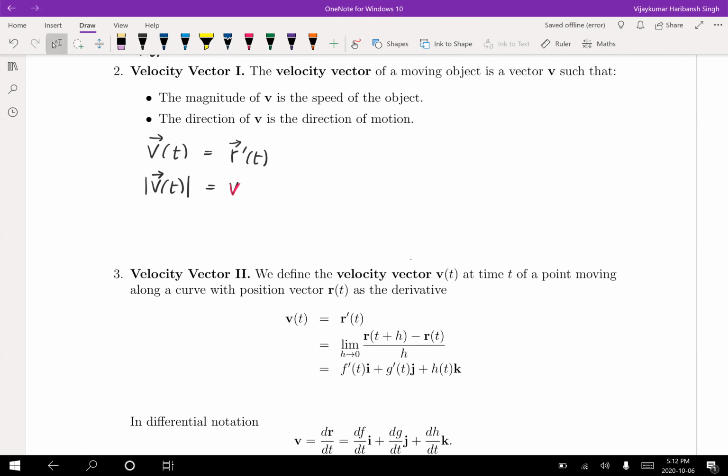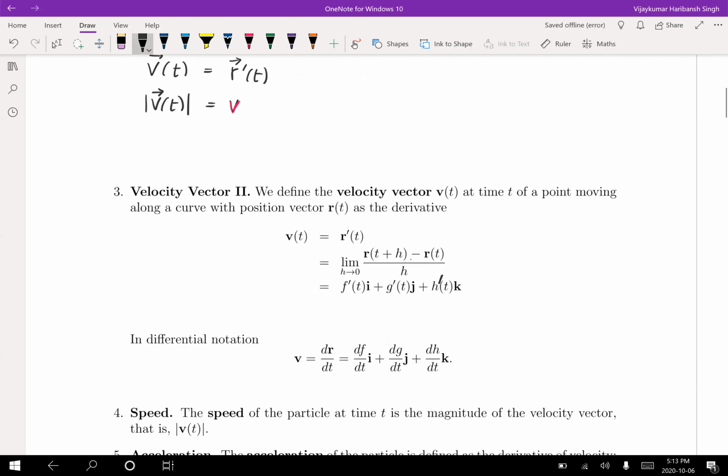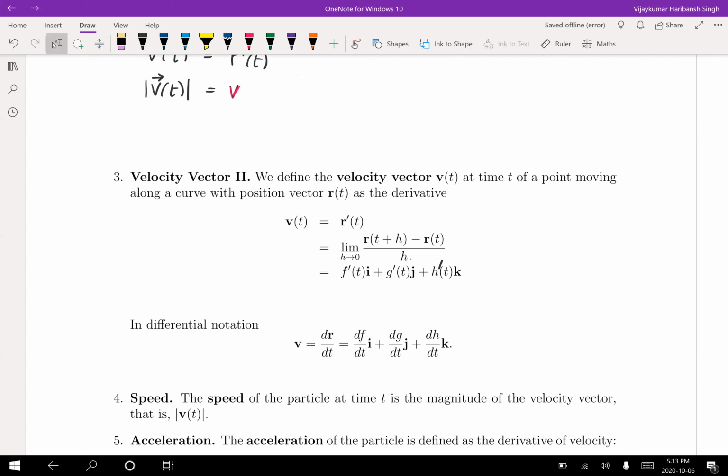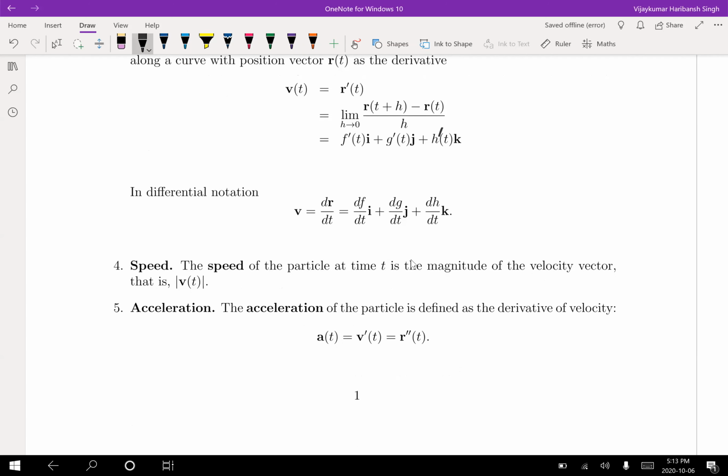Now another way to look at the velocity: the velocity vector v of t at time t of a point moving along the curve whose position is r of t is r prime of t, which is the limit as h goes to 0 of r of t plus h minus r of t over h, which is f prime of t i plus g prime of t j plus h prime of t k. This we have already seen when discussing component-wise differentiation. Again, the speed is given by the length of this vector, which is v of t.